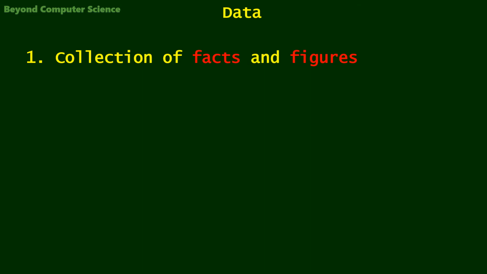Like facts, a proper name, a proper word of a language can be a fact. Not random letters, but a proper word can be a fact. And by figures, obviously we mean numbers. So a collection of facts and figures is data.